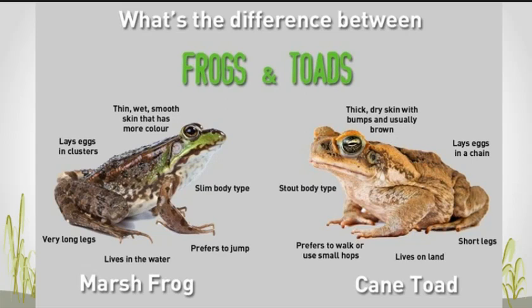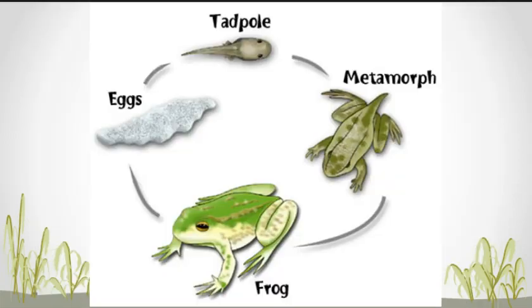Toads tend to have a little more stout body type. They also have the kind of warty looking skin on them. Why do toads always look mad? They spend more time on land. Yeah, they're kind of grumpy, they always look angry.